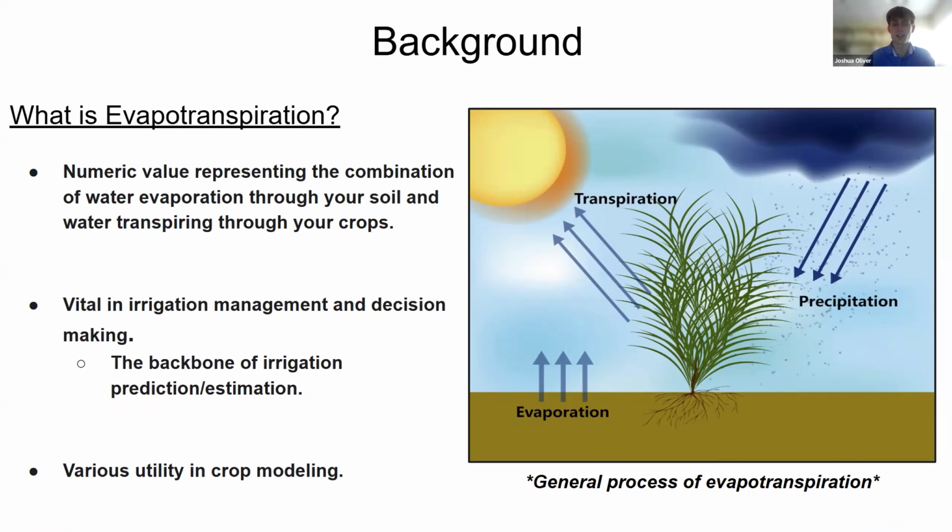As you might imagine, this is a very vital numeric value for any irrigation management or decision making that has to be made. It is the backbone of irrigation prediction and estimation, as well as serves various utility in crop modeling.